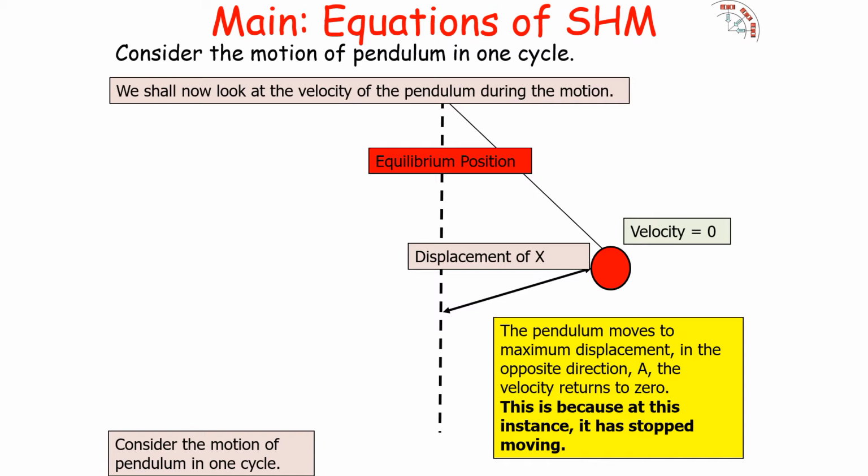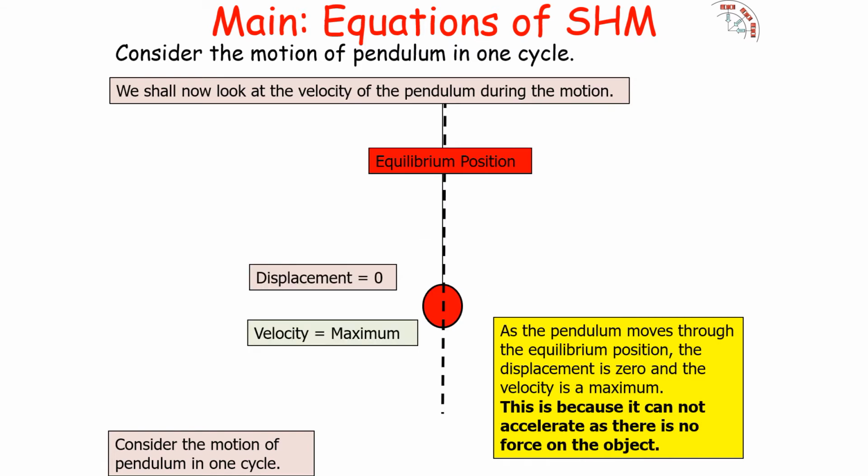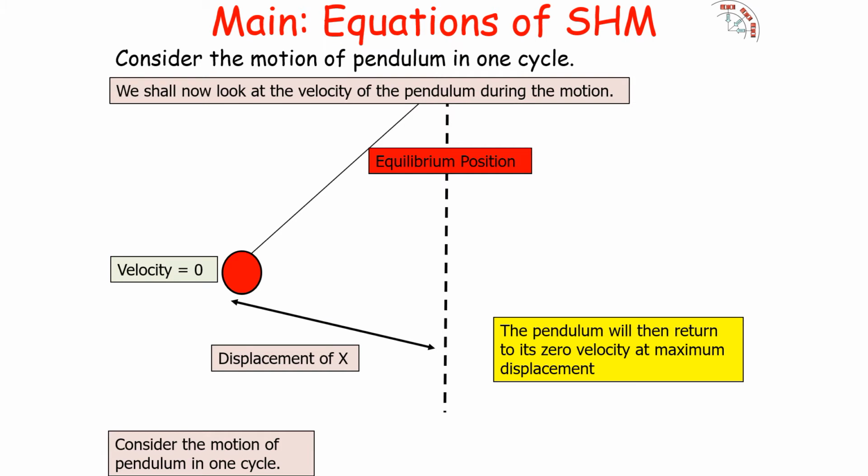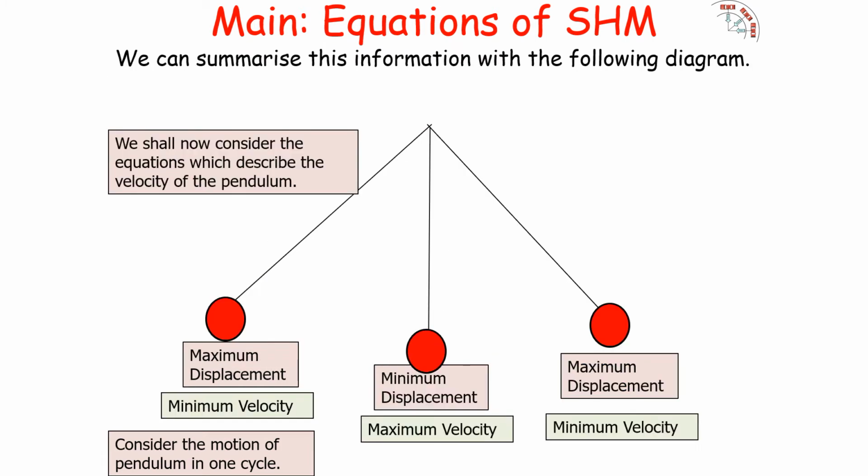This is because at this instance it has stopped moving. Now it can't accelerate, then it gets back to the equilibrium, once again reaching maximum velocity because there's no force on the object. Once again, the object moves through equilibrium as it has inertia at this point, and then it returns to 0 velocity at maximum displacement. So you can now consider when you've got maximum displacement, you've got minimum velocity, and when you've got minimum displacement, you have maximum velocity.